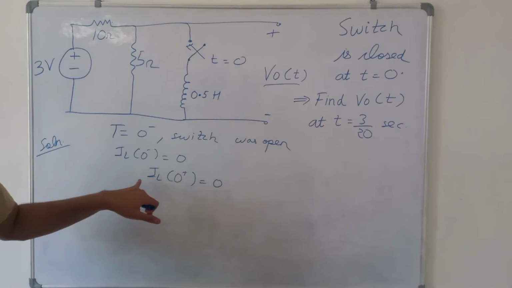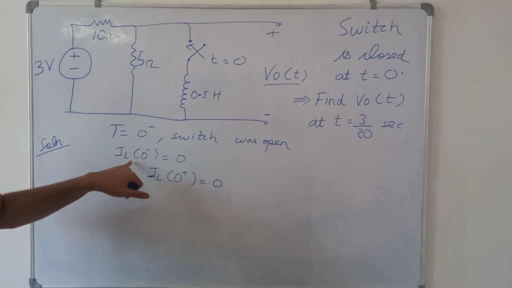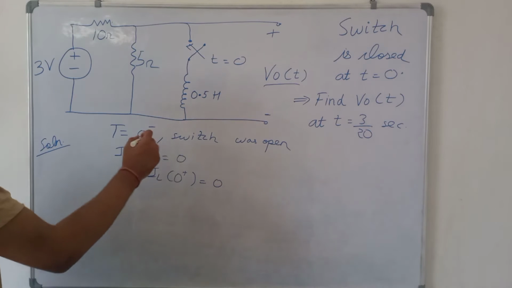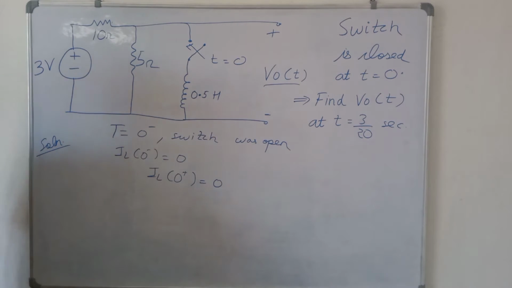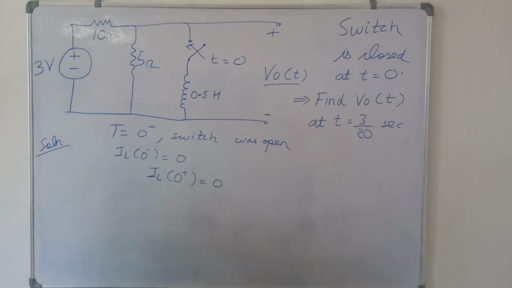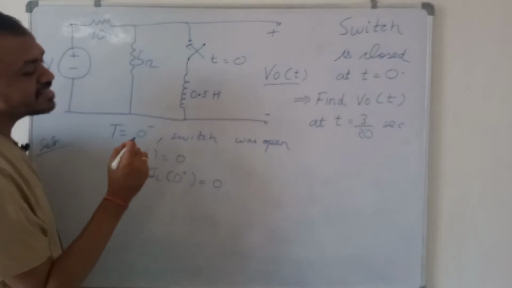The inductor current just before the switch was closed, that is at t equal to 0 minus, was 0. So the inductor current just after the switch was closed, that means at t equal to 0 plus, because the switch is closed at t equal to 0, will also be equal to 0. This is the property of inductor, that IL at 0 minus is equal to IL at 0 plus.